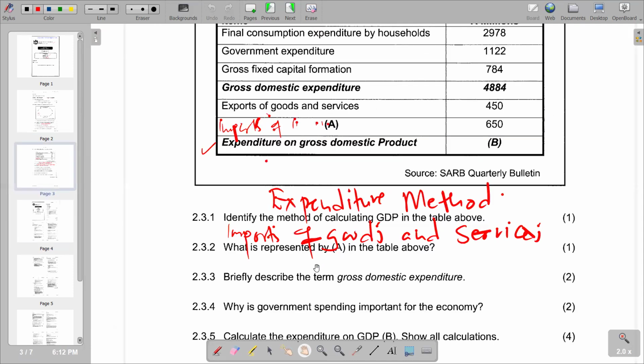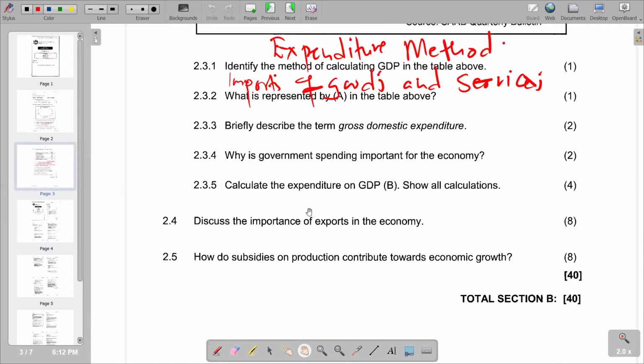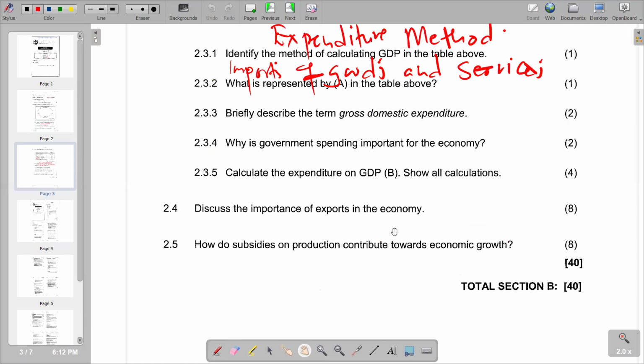We will go and look at the next question, which is going to be our 2.4. Discuss the importance of exports in the economy. Obviously, the basic importance is that we are going to earn foreign currency, because we are sending these goods and services outside the country, and we earn foreign currency. So that's the first importance that we are going to see.